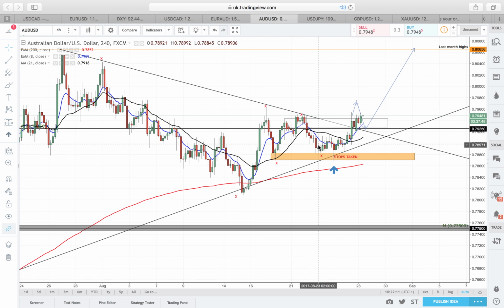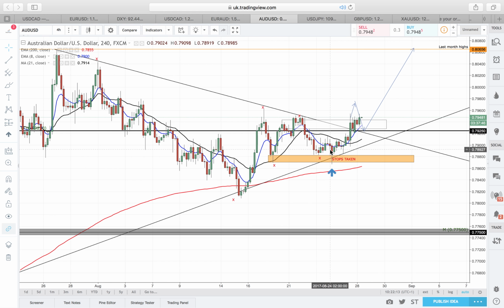I don't like this analysis because it's not mirroring DXY, because on DXY, I'm claiming dollar should strengthen a bit and then sink. But for this one, I'm claiming dollar should weaken a bit and then strengthen and then move up. So I don't really like this one too much. But yeah, our last one, the cable, GBP USD.